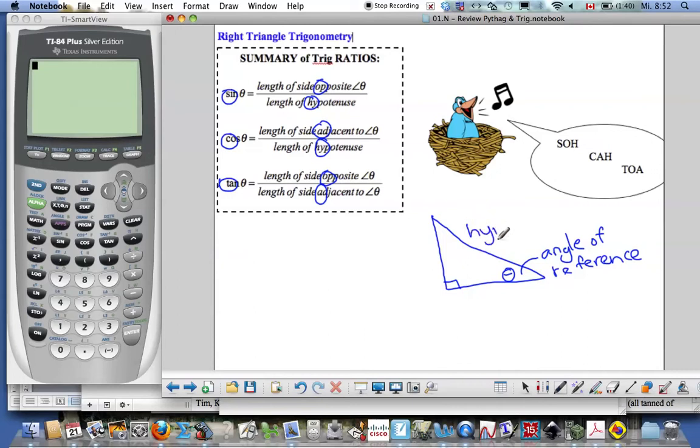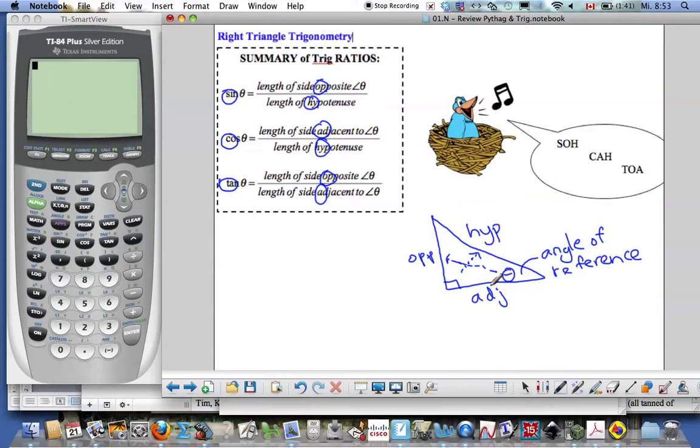Okay, you can always start with the hypotenuse. That will not change. The hypotenuse is always the longest, and it's always across the 90-degree angle. Right. Okay. Then we have the opposite, and that's across from your angle of reference. And that's your O, or your opposite. And then we have the last side, which is adjacent. And adjacent is another word for next to. I like to sometimes think about it as the side touching the angle. Touching's right? Good. So the side that's touching that angle is your adjacent.